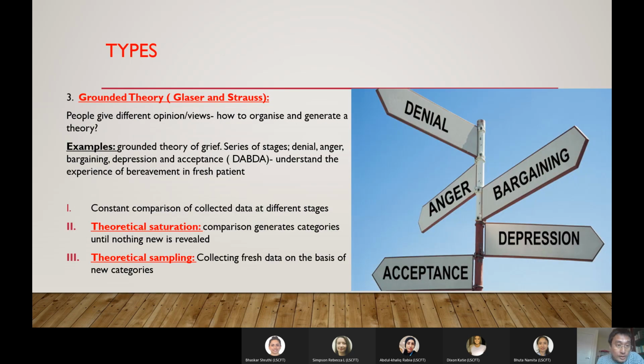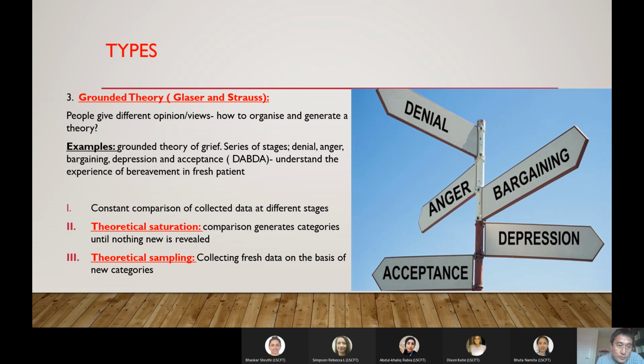Grounded theory. Just remember, most of the time they ask who created grounded theory. So I've just given Glaser and Strauss. This is also one of the common questions that always comes. With G, always remember G. People give different opinions on how to organize and generate. For example, with grounded theory, what they tend to do is, there's one example I've kept over here.